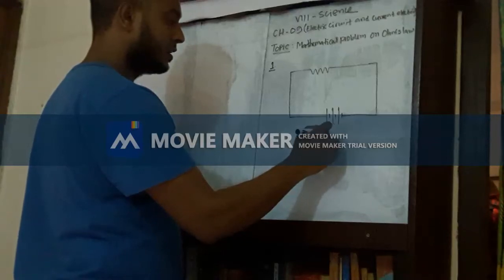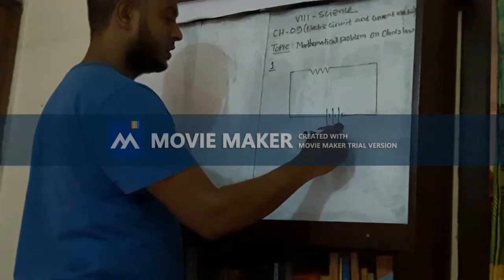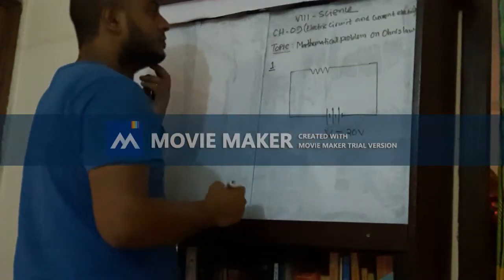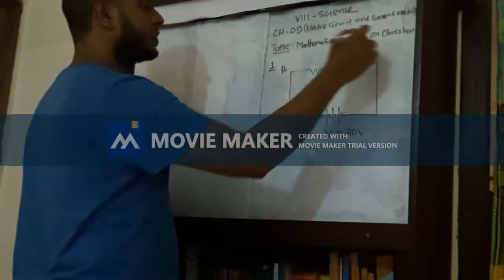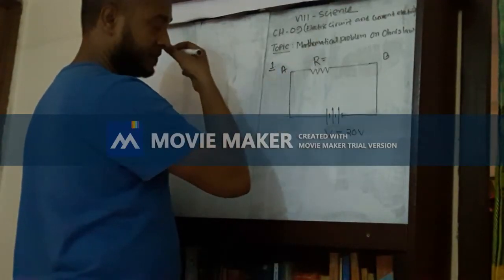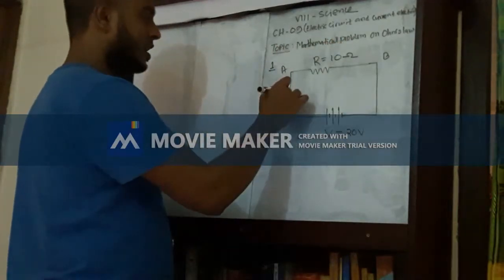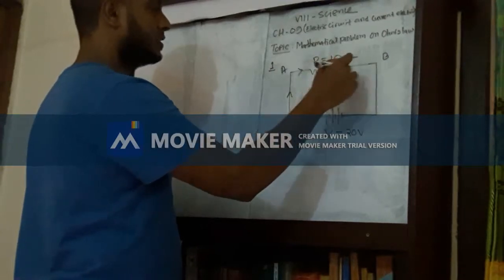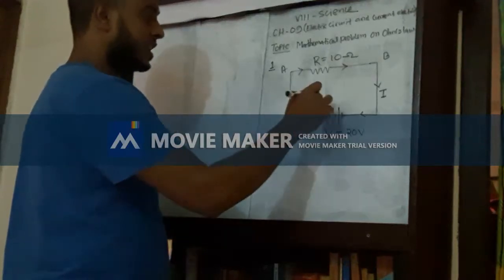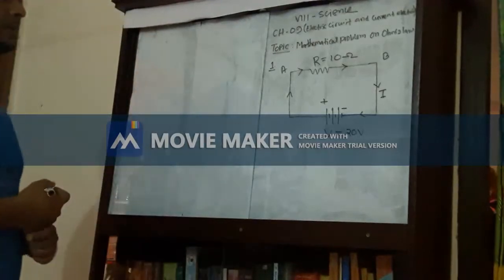Here, voltage V is 20 volt. This is point A and this is point B. Here resistance R is 10 ohm. In this path, I amount of electric current flows through. This is the positive terminal of the battery and this is the negative terminal of the battery.